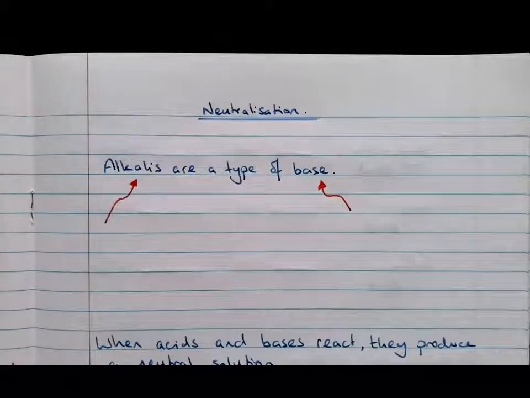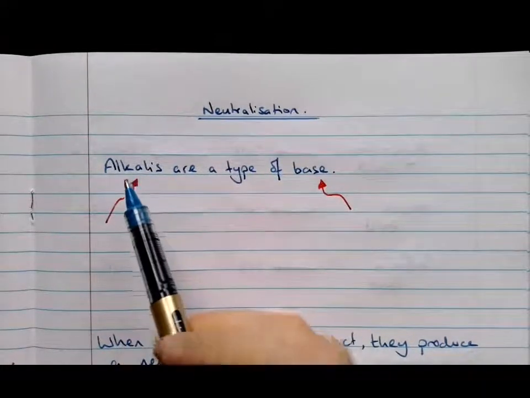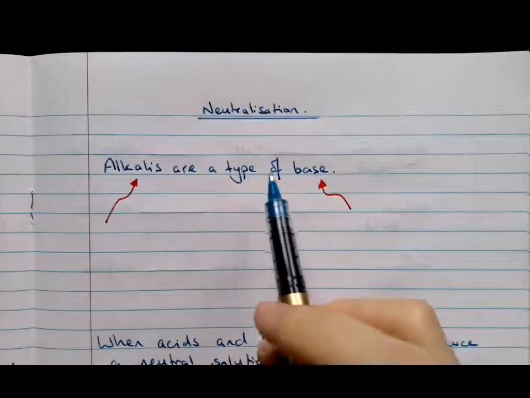Okay, year 8. So last week we learned all about acids and alkalis and pH and using indicators to tell what pH a solution is. So today we're going to carry on and talk about the reactions between acids and alkalis. But first we need to talk a little bit about some terms that we're going to use. So I've written here a sentence that alkalis are a type of base.